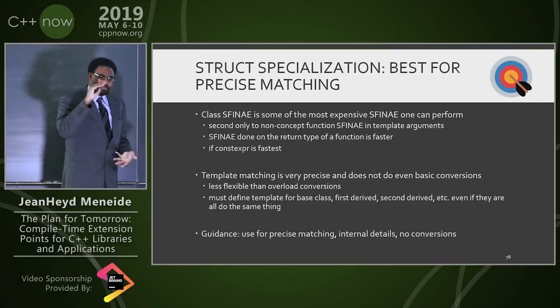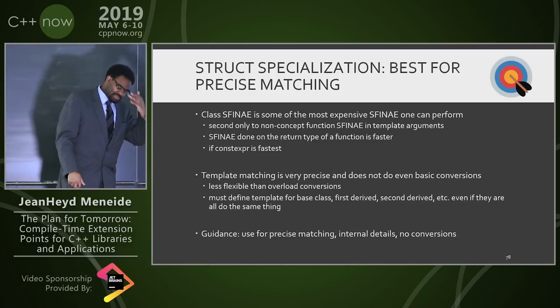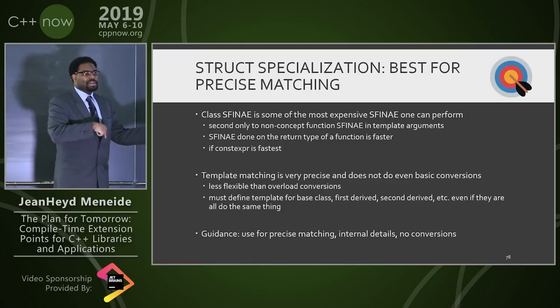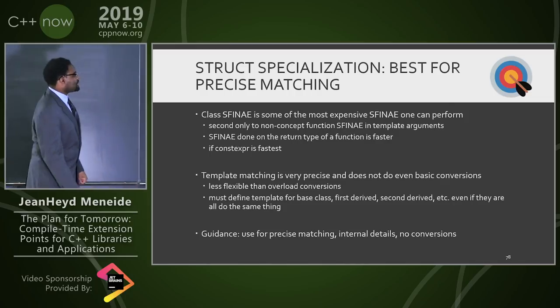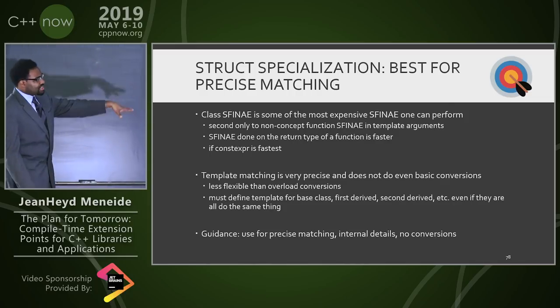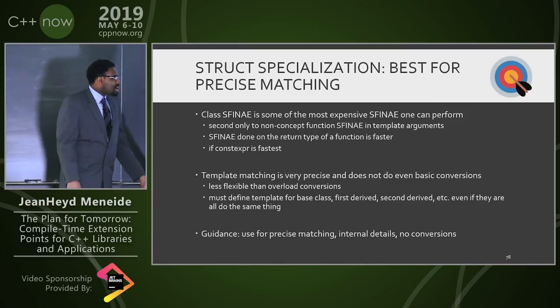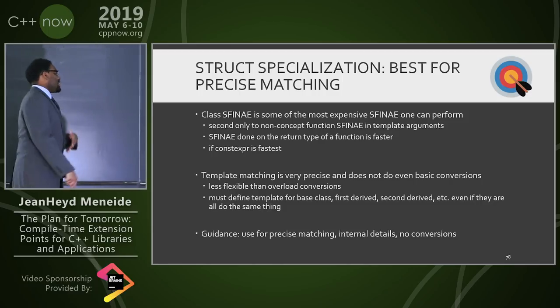Because before I had like 20, 30 of these struct specializations, right? And it was really eating compile time. I wrote a blog post about how much compile time I saved, and basically it came a lot from getting rid of std::enable_if, getting rid of overload resolution on templates, and using more if constexpr internally once the type was figured out. But yeah, template matching is very precise, except if you use concepts. It's less flexible than overload resolution. And obviously you have to define a thing for a base class, and do it for the derived class as well, and so on.